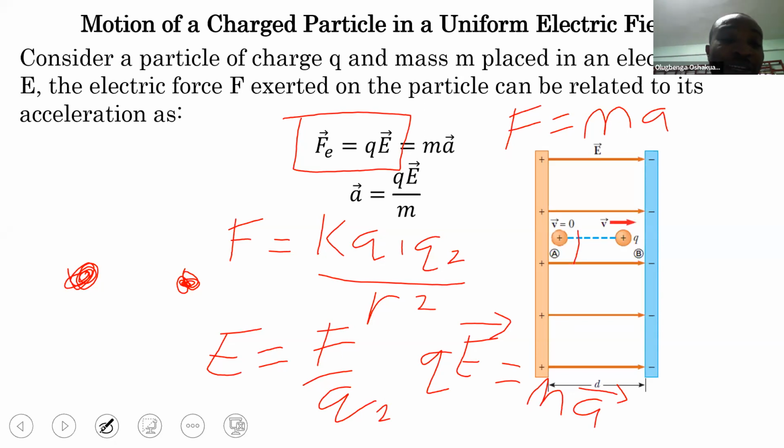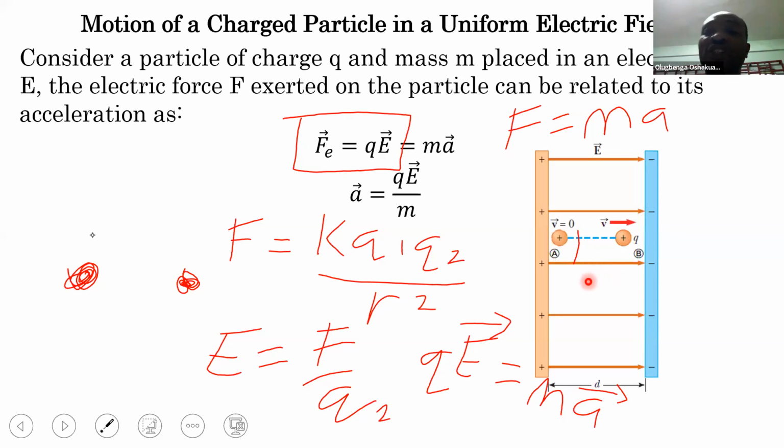So when a charged body is placed in an electric field, we expect it to experience electric force. And since it is experiencing electric force, which is a valid force of nature, then we expect it to accelerate. The direction of acceleration depends on the nature of the charge. So if it's a positive charge, it will accelerate to the right, and if it's a negative charge, it will accelerate to the left.